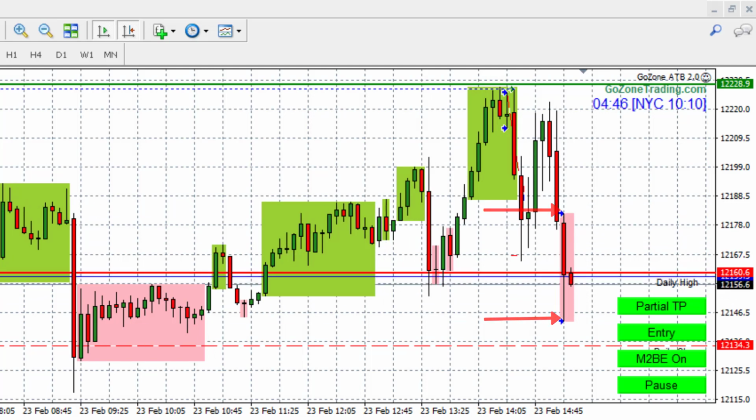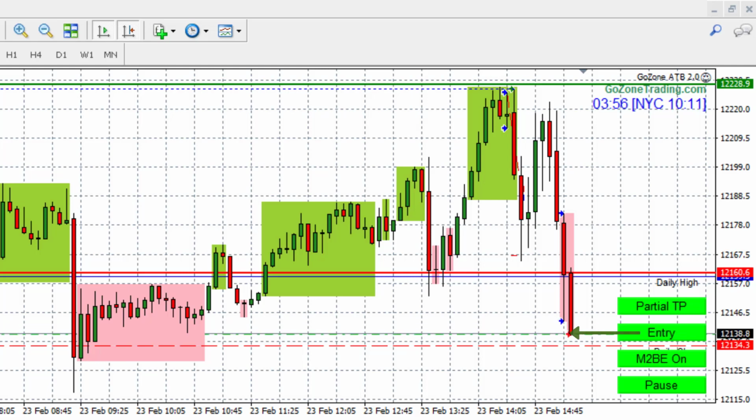We now have a setup for a short position and are waiting for a confirmation. We now have confirmation, and the ATB has entered us into a short trade. Let's see where this goes.